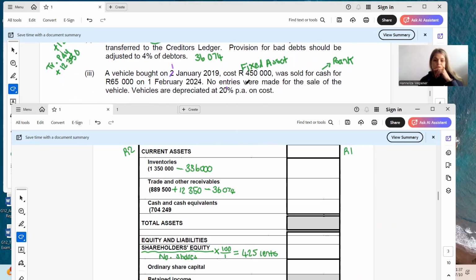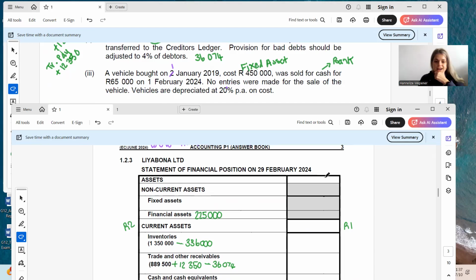Then a vehicle was bought. Was now disposed of. So we don't have to do the fixed assets. So I'm just going to ignore that 450 cost. But it was sold for cash for 65,000 Rand, and no entries were made for this sale. So in other words, the debit, or first step, let's go back. Debit your asset disposal with vehicles, the cost. Then credit your asset disposal with the accumulated depreciation. So both of those would have affected our fixed assets.